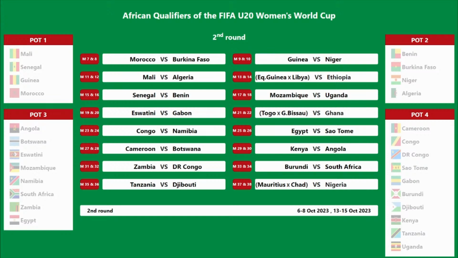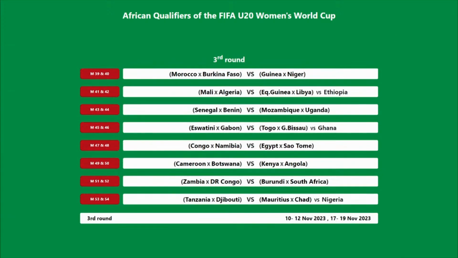Morocco versus Burkina Faso, Guinea versus Niger, Mali versus Algeria, Equatorial Guinea, Libya. The winner will play against Ethiopia, and so on. This round will be played first leg from 6 to 8 October, second leg from 13 to 15 October of this year.